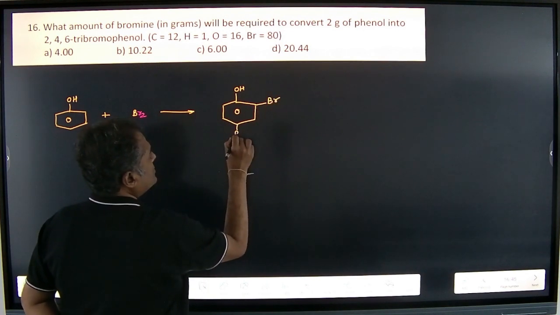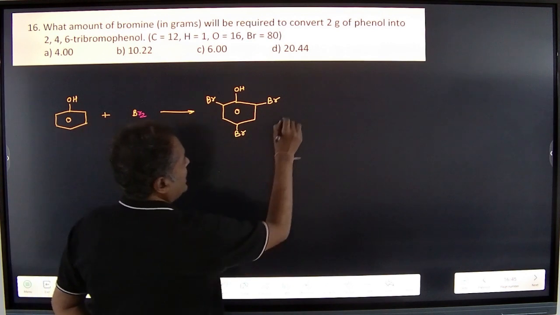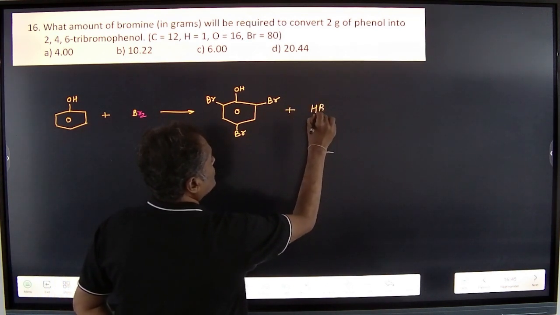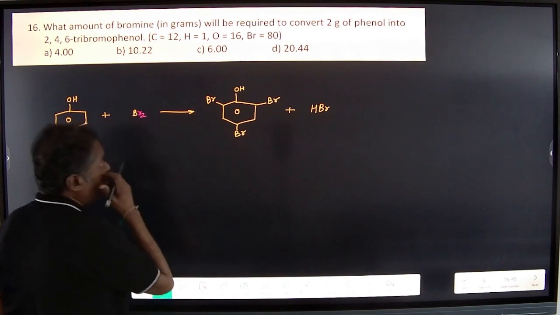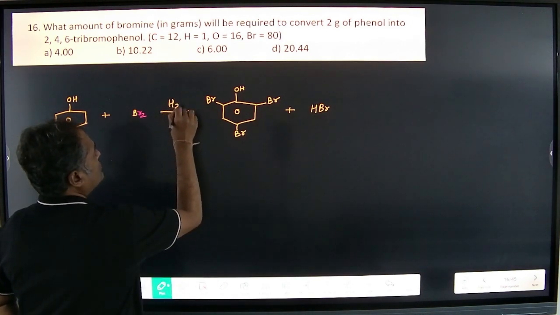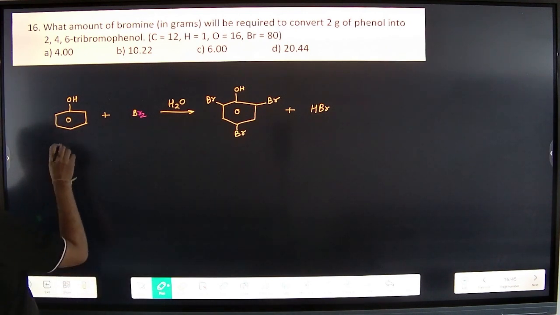2,4,6-tribromophenol, and along with that the byproduct obtained would obviously be HBr. Now, the question is what? Since this reaction is forming the tribromo product, that means the reaction must be taking place in water. Point number 1. Point number 2, the ratio in which they react is what?